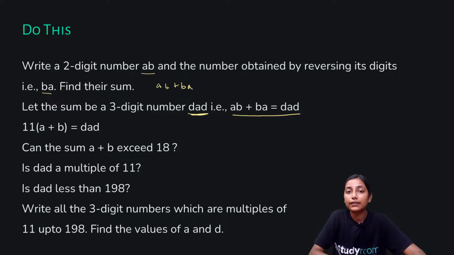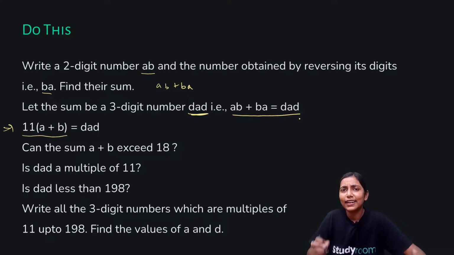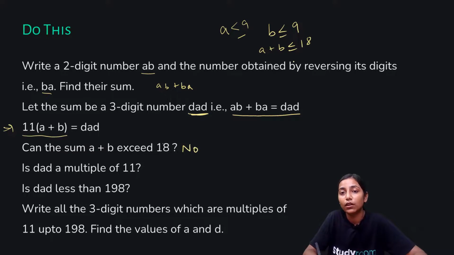We have already done this, that when we add AB plus BA, we get 11 into A plus B. Therefore, we can write AB plus BA as 11 into A plus B, which further is given to be equal to DAD. Now, think of this. Can the sum A plus B exceed 18? No. Why? Because the maximum value of A will be 9. Maximum value of B can be 9. Therefore, their sum's maximum value will be 18. Their sum will be either equal to or less than 18. So, their sum cannot exceed 18.